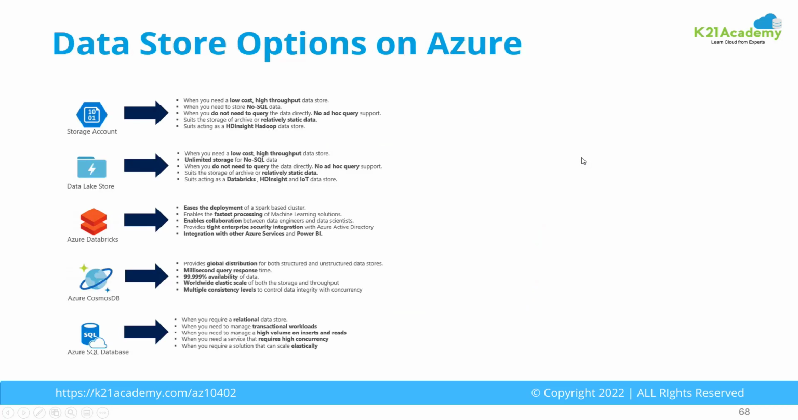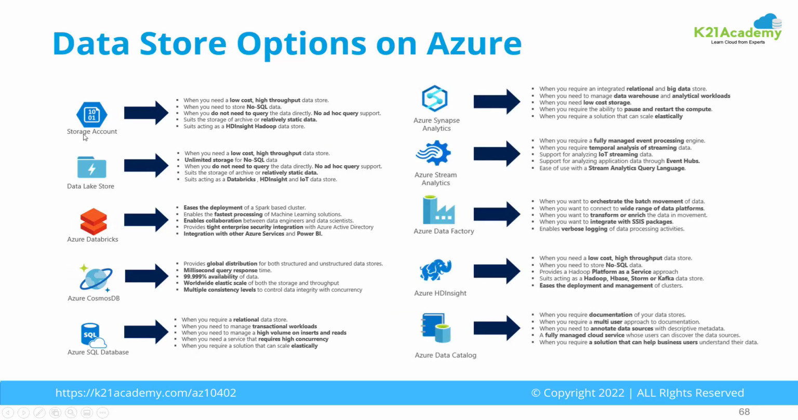So these are all the database options or data store options. You have the storage account we saw in the storage. You have Data Lake, which is used when you need a low cost, high throughput data store, for NoSQL data with unlimited storage. Azure Databricks is for a Spark based cluster, which enables fast processing of machine learning solutions. So if you're part of DP 100, we're going to look at Azure Databricks over there as well. Then you have Azure Cosmos DB, which is globally distributed for structured and unstructured data store, as we saw earlier, with millisecond query response time.